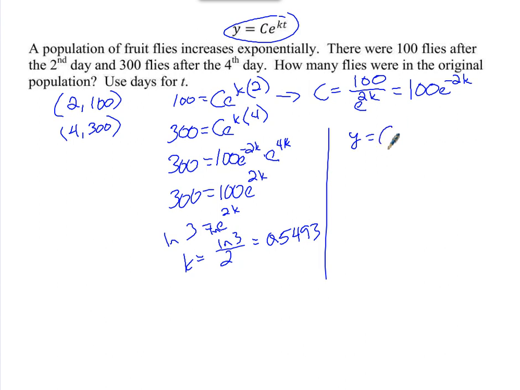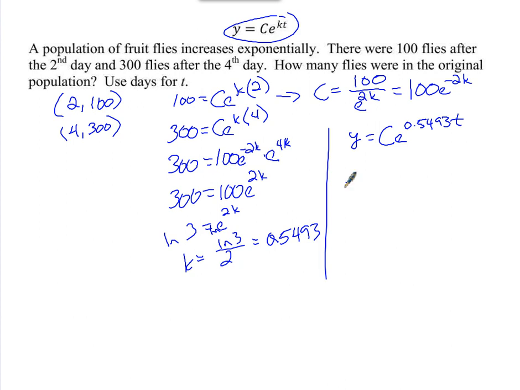The equation as it stands right now is C e to the 0.5493 t. We don't know C right now. But you're right, we could take this K value that we found right here and plug it into this equation to find C. Or you could plug it into this equation with your other ordered pair to find C. I'd rather go up here.